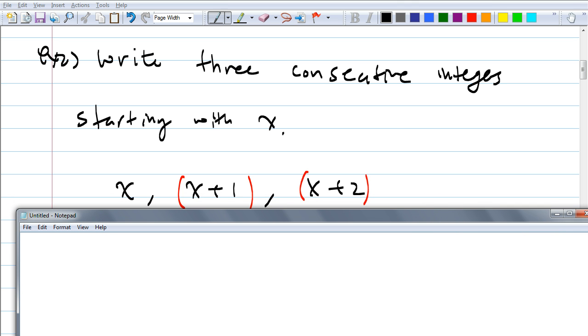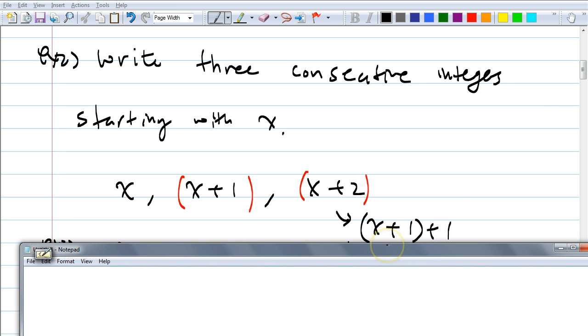You can start with negative numbers or positive, doesn't matter. You keep adding 1 to the one before it, right? So x, then x plus 1 gives you the second number. And how do I get x plus 2? What is x plus 1? The previous one, plus 1 again, right? Isn't that how we get x plus 2? Does that make sense? So that's pretty simple.